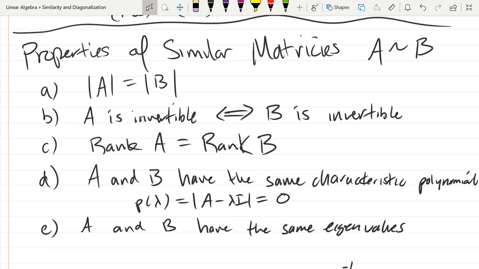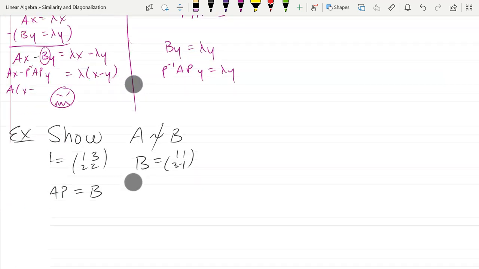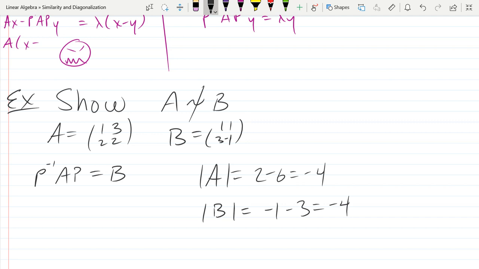I think getting eigenvalues might be, as long as they have different eigenvalues, they would not be similar. That'd be one possibility. Let's just go and find their determinants. Maybe we get lucky right there. If they have different determinants, we're already done. So that's fast. Let's get determinants and hope they're not equal. All right, so they had the same determinant.